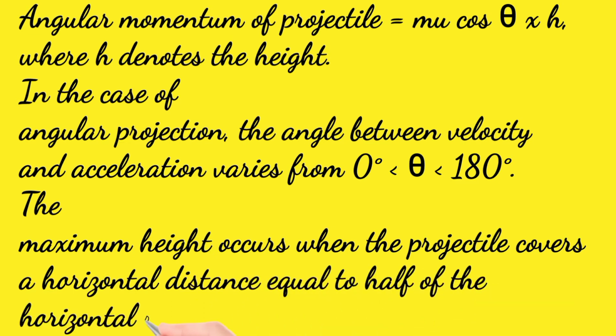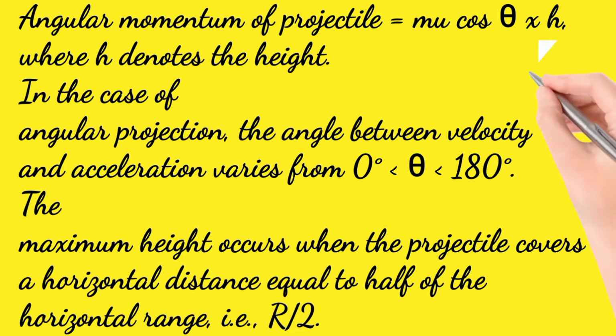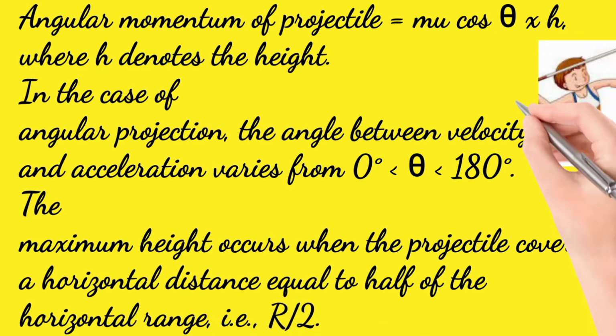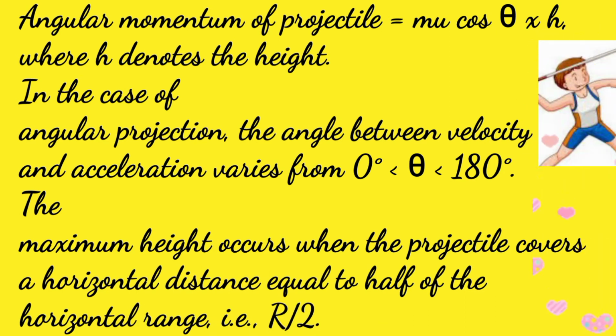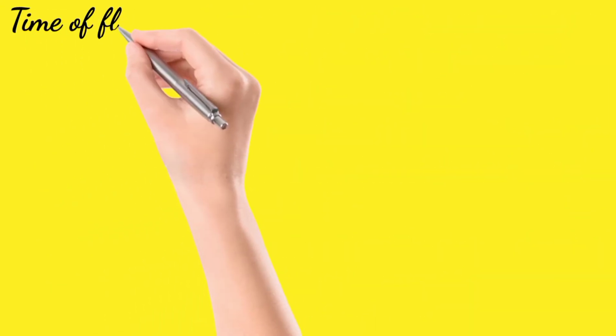The maximum height occurs when the projectile covers a horizontal distance equal to half of the horizontal range, that is R/2. So please take note.